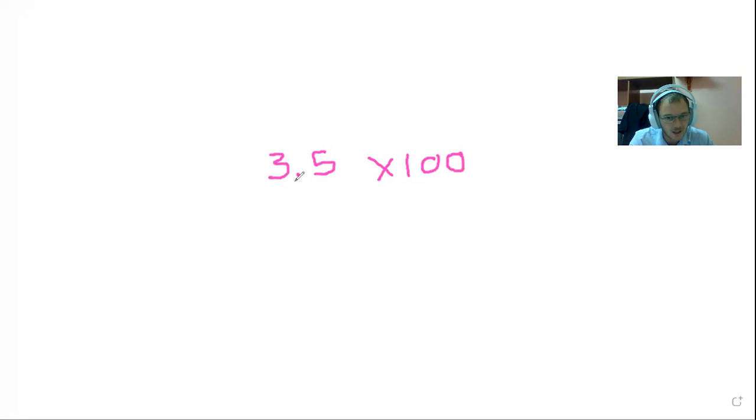So if you multiply by 100, always move 2 decimals. Put a 0. So now you can see our answer moves up to 350%.